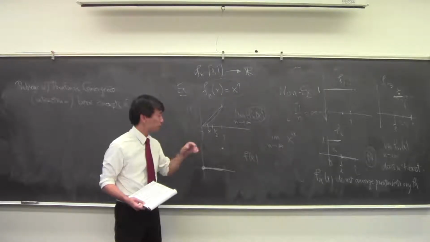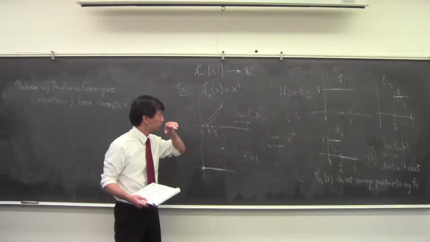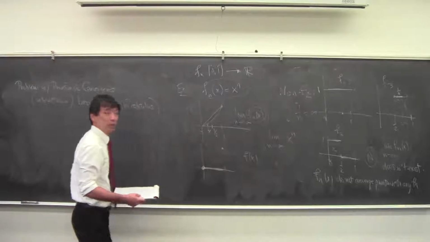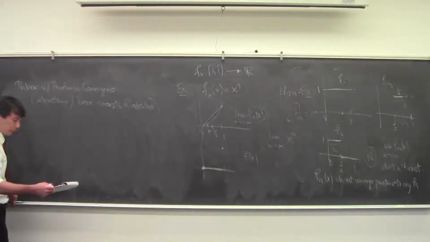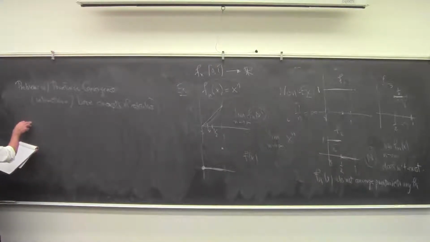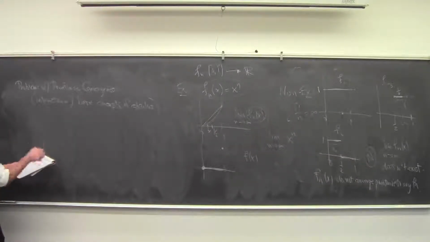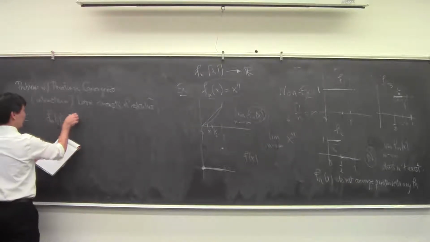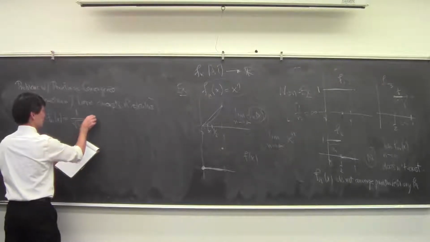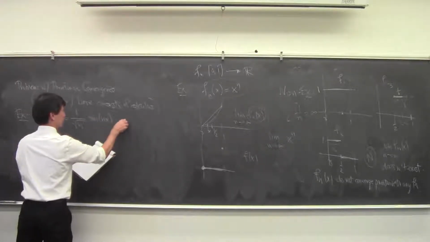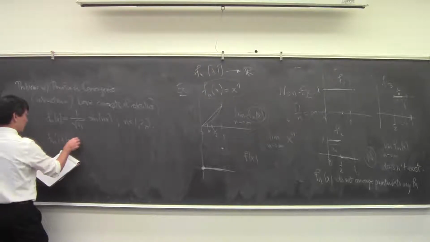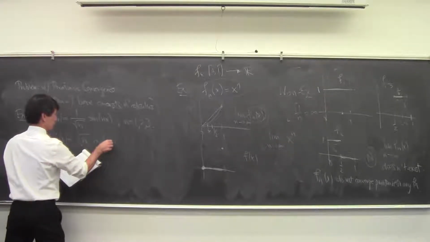You also see that these are differentiable, and this is not differentiable. So there's some trouble with that. I'm basically using the examples from your book. Another example of the bad interaction with differentiability is the following. If I let f sub n of x be 1 over the square root of n times the sine of nx, then f n prime is going to be the square root of n times cosine nx.